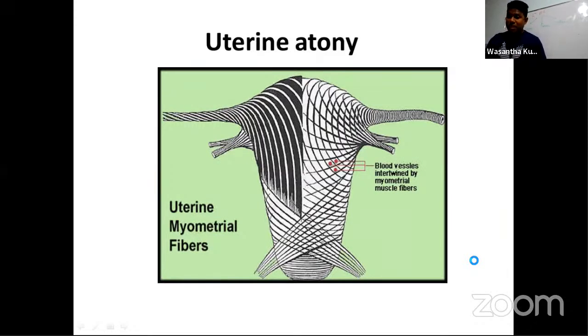90% of cases, the majority, this is because of atony. What is the second most common reason? That is the trauma. What is trauma? Trauma means damage or a tear in the genital tract.